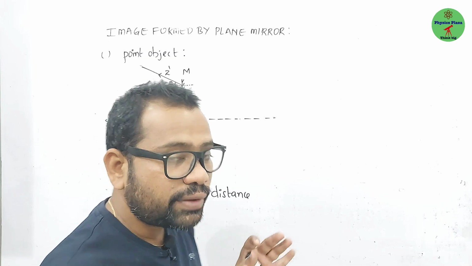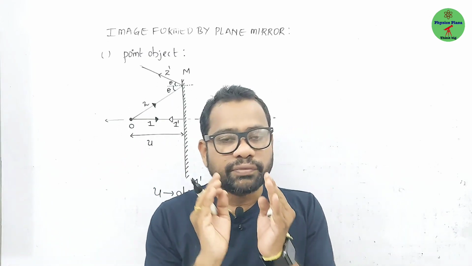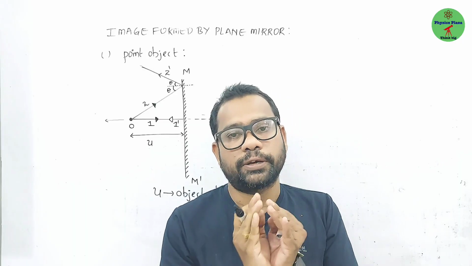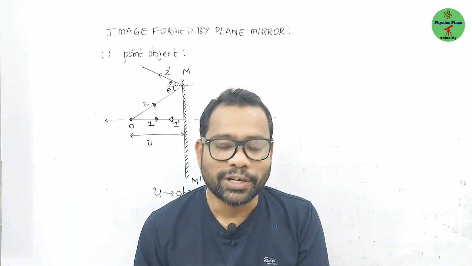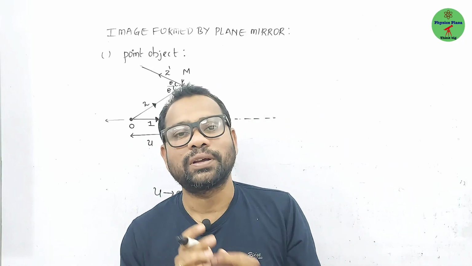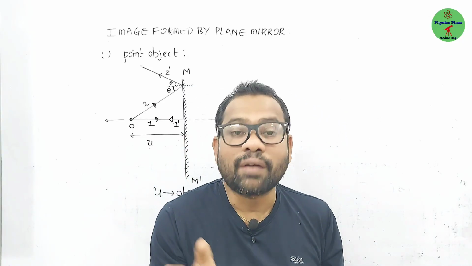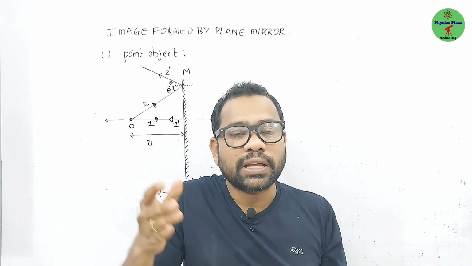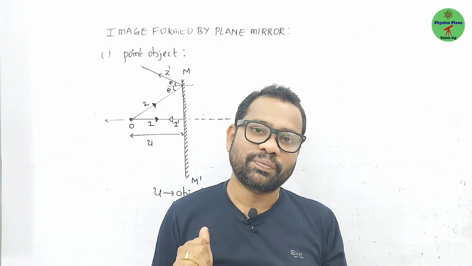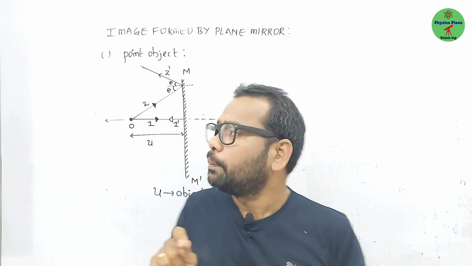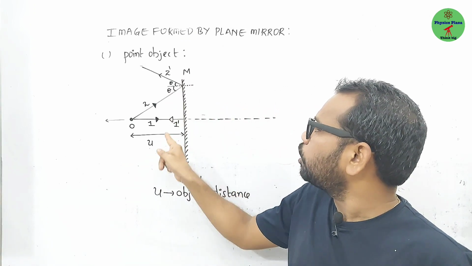No. Dear children, here we have two conditions. After reflection, light rays may meet or may not meet. If light rays are meeting after reflection, then the image formed is called a real image. So a real image is formed by actual meeting of the reflected rays. But here after reflection, light rays are not meeting.